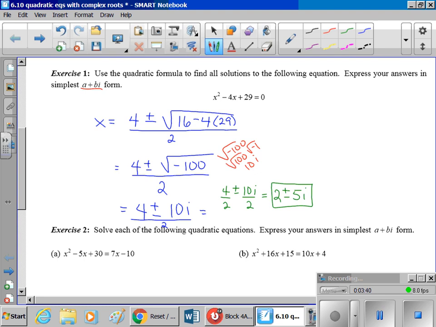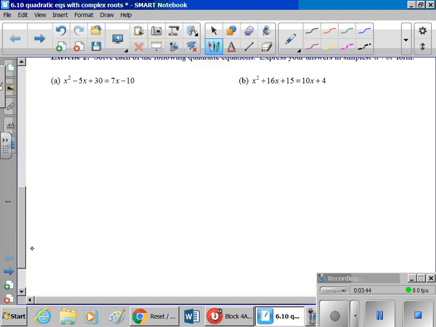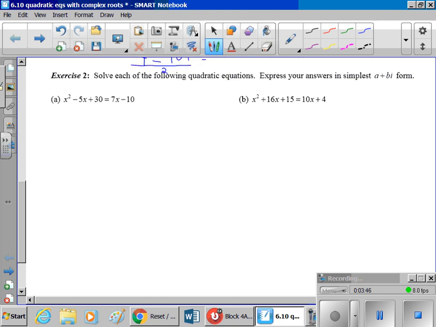All right, moving on. Exercise 2. These are not in quadratic form, which means set equal to 0. The first thing we're going to do, this looks like when we do quadratic linear algebraic solutions. Just like we did before, we're going to bring our linear over to combine with our quadratic. So minus 7x plus 10.